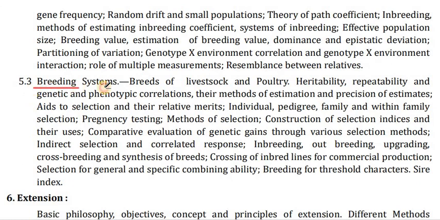Breeding systems. Breeds of livestock and poultry, heritability, repeatability, and genetic and phenotypic correlations. Their methods of estimation and precision of estimates. Aids to selection and their relative merits. Individual, pedigree, family, and within-family selection. Progeny testing method of selection, construction of selection indices and their uses.